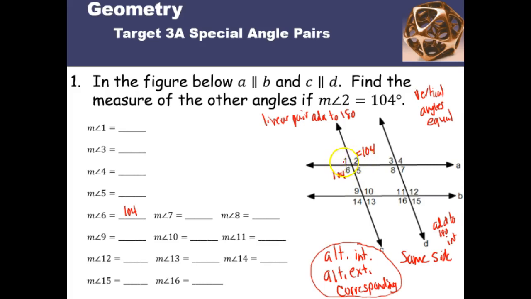Okay, now 1 is right next to 2. Do you see how they're right next to 2? And together they make this straight line here, right? This is a straight line. So that means they're a linear pair, so they have to add to 180. So if I do 180 minus 104, I get 76. So I know that angle 1 is 76.